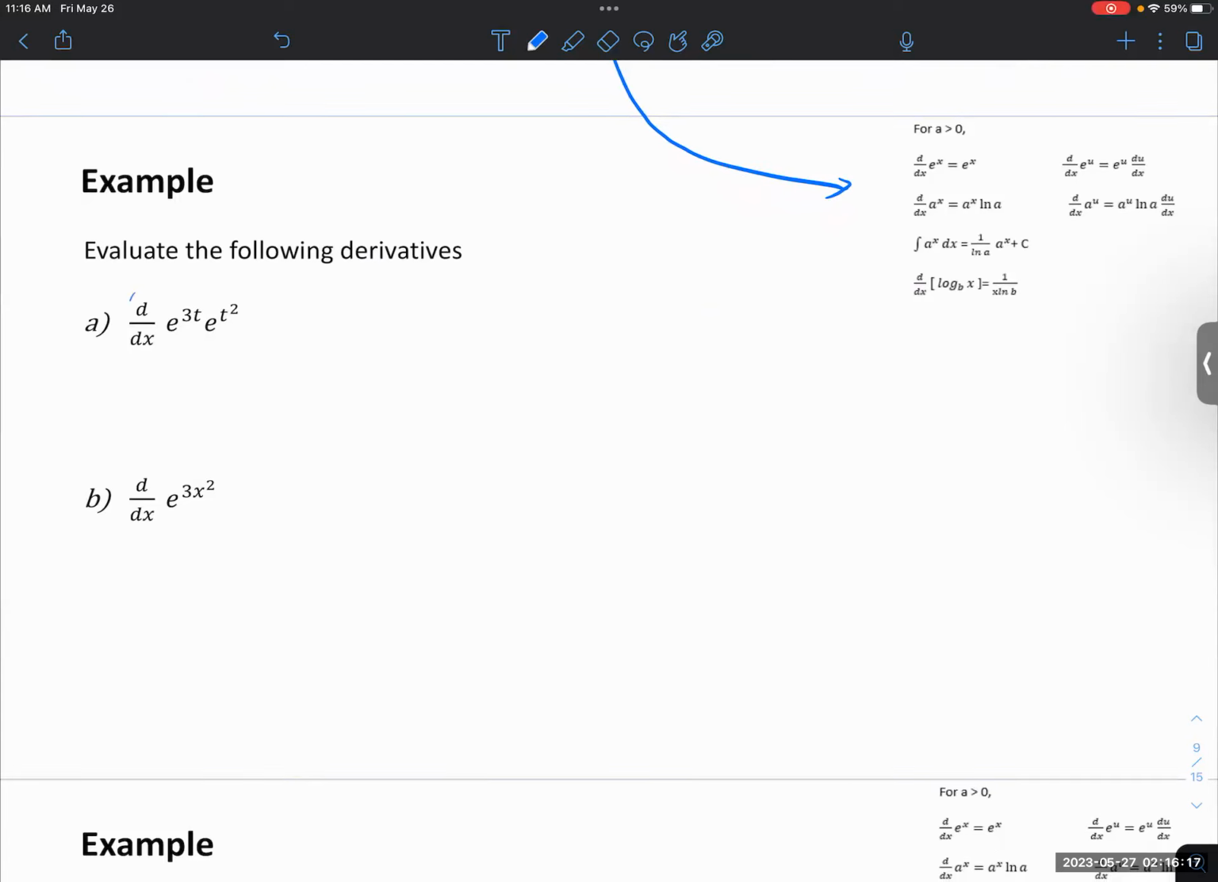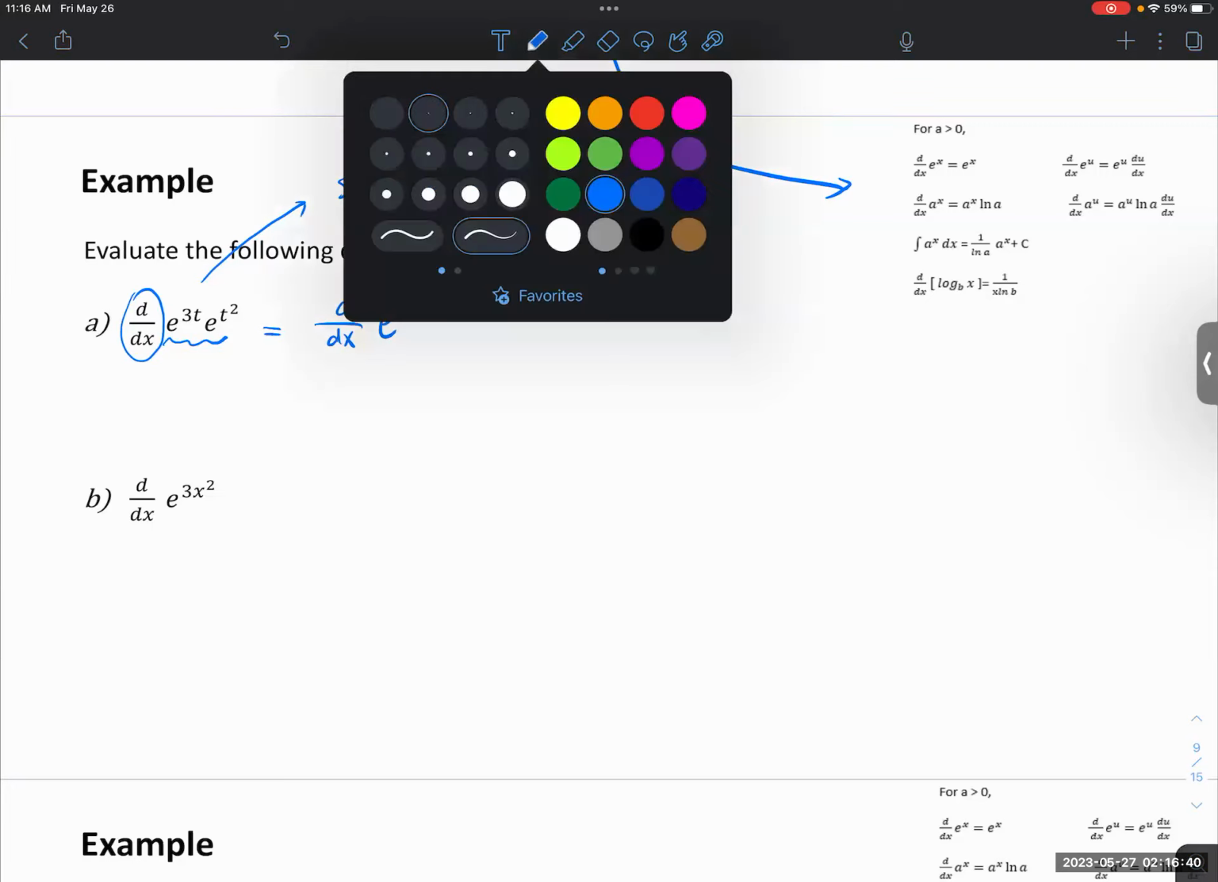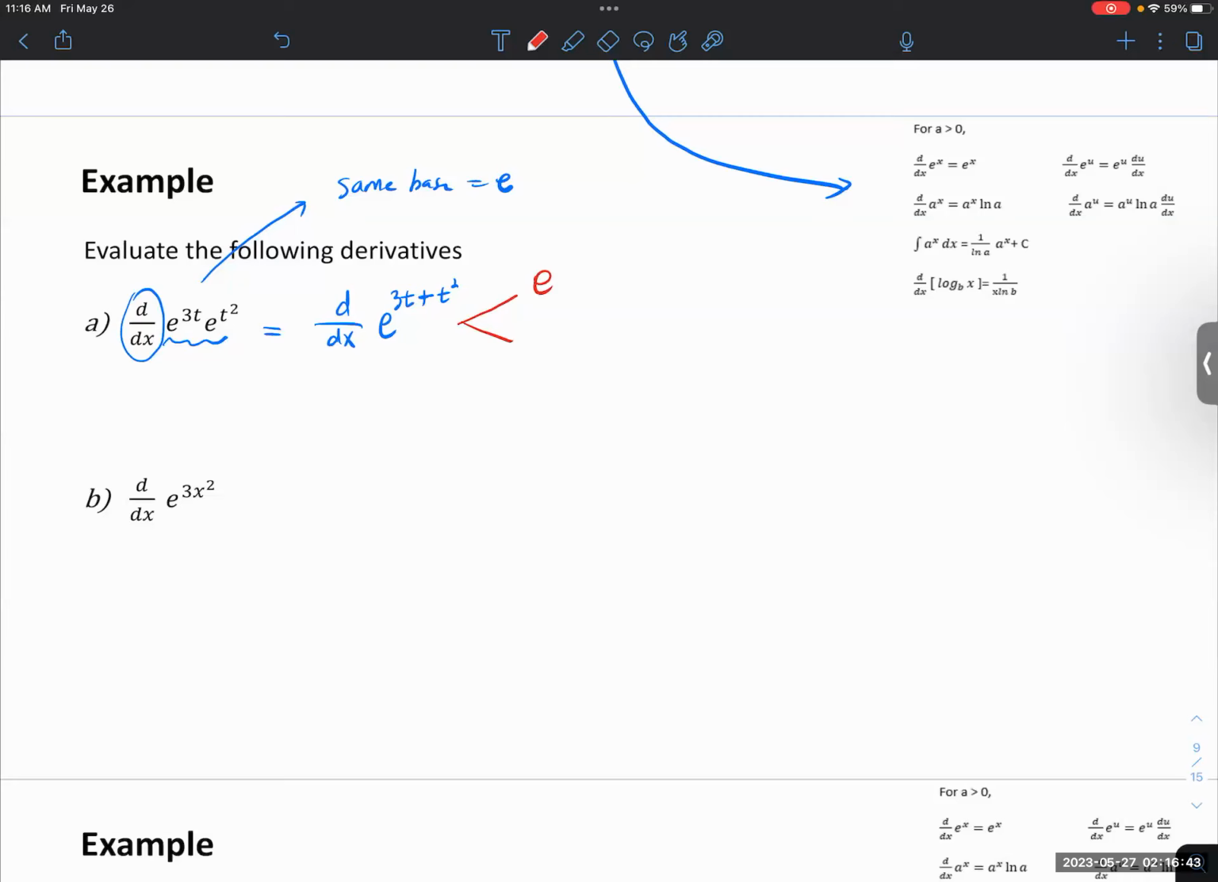I want to take the derivative of e to the 3t times e to the t squared, correct? First of all, this is the same base, which is e, so I can add the exponents. So d over dt of e to the 3t plus t to the second. Are you following? Now in this structure, you have two functions. One is the e to the x function, and 3t plus t squared has been substituted into the x. This is a chain rule.